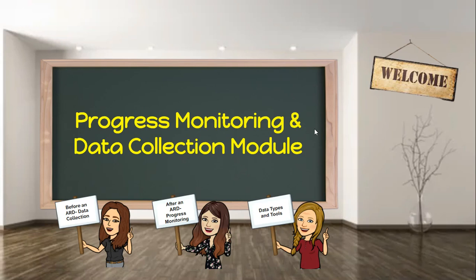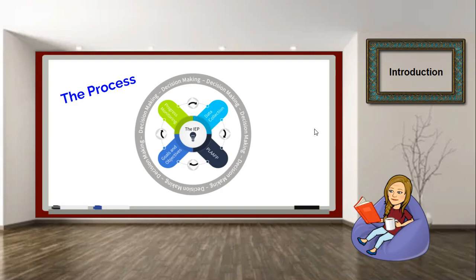This module is broken down into 3 parts. First, you'll have the data collection before an ARD, progress monitoring after an ARD, and finally, data types and tools. In our process of writing an individualized education program known as an IEP, one piece is dependent on the others. It is a continuous process throughout the school year. For this module, we're going to focus on the progress monitoring and data collection parts of the wheel.